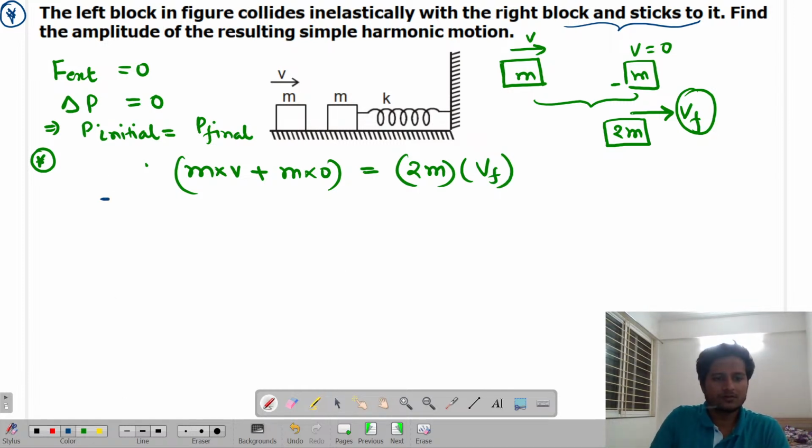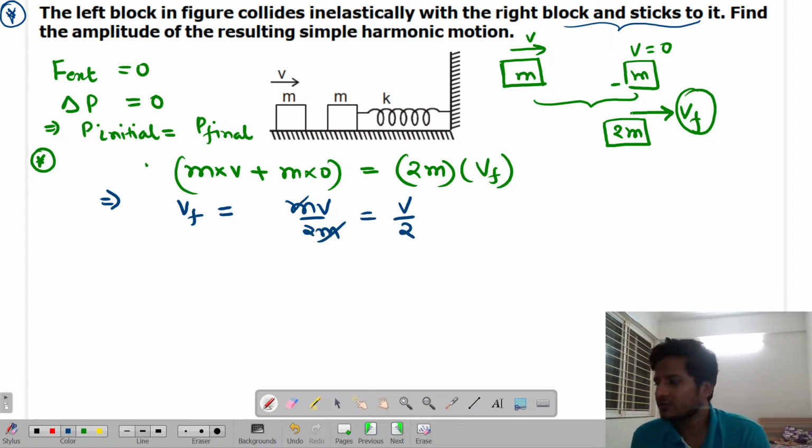Now you look over here. If you know the v final, then m v divided by 2m, m and m cancel. So what is that? V by 2. So after sticking together, they start to move with half of the original velocity. Is that clear or not?